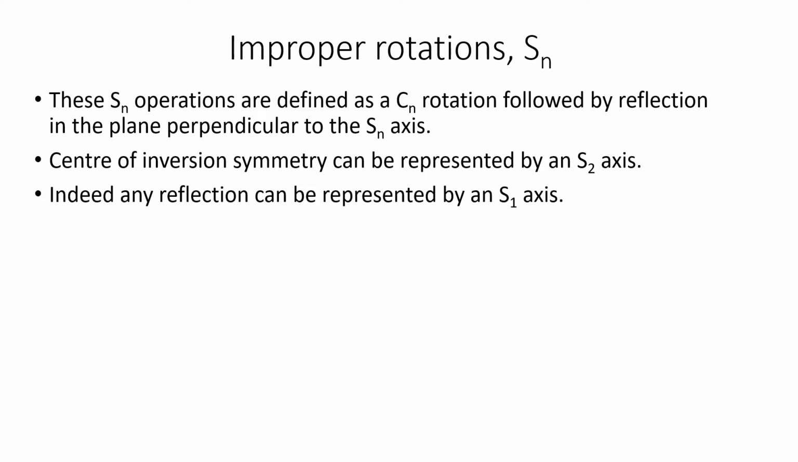Actually, another curious thing is that the reflections that we looked at are actually no different to an improper rotation of order 1. So think about it, a rotation of order 1 leaves the object unchanged, and then you're just left with the reflection, which of course means that the operation is just the same as a reflection. And so the S1 axis would be perpendicular to the mirror plane that you associate with a reflection.